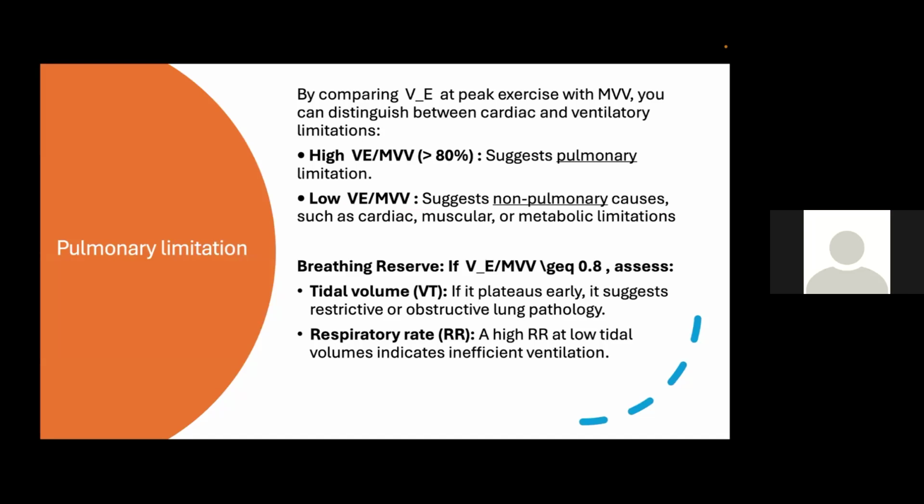So the pulmonary limitation, usually the patient will have a high ratio of minute ventilation to the maximum voluntary ventilation, more than 80%. If it is low, that means we should look for the other pattern to confirm it by the other parameters. Also, the other parameters can help us to identify the pattern of pulmonary limitation, to look for the breathing reserve.